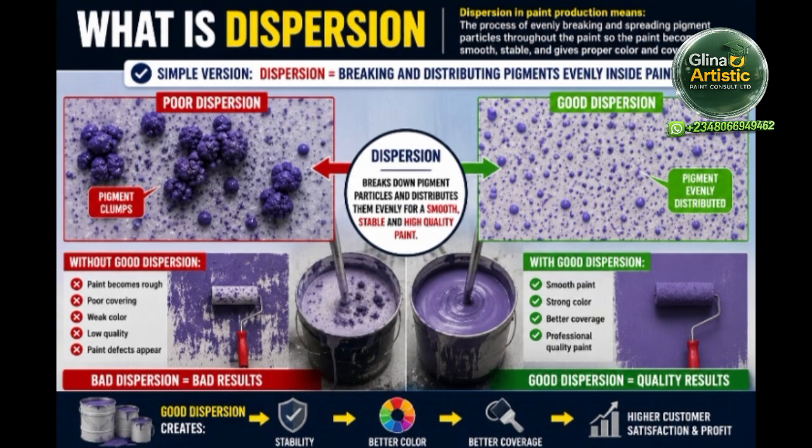So without good dispersion: 1. Paint becomes rough. 2. Poor covering. 3. Weak color. 4. Low quality. 5. Paint defects appear. With good dispersion, you have smooth paint, strong color, better coverage, and professional quality paint.